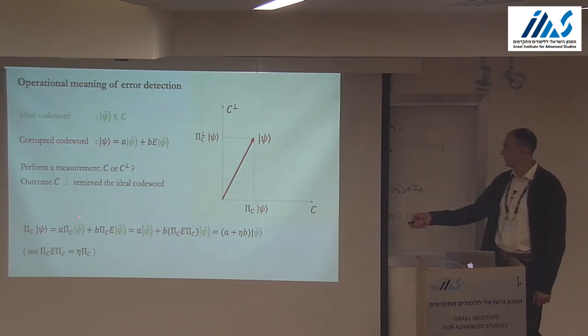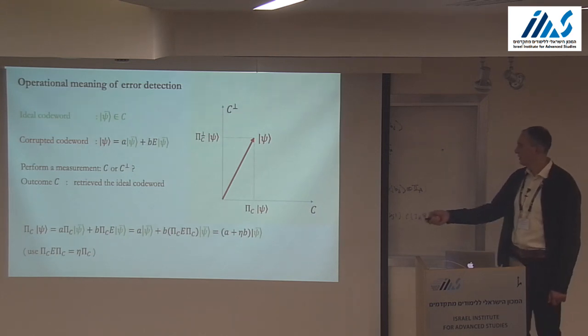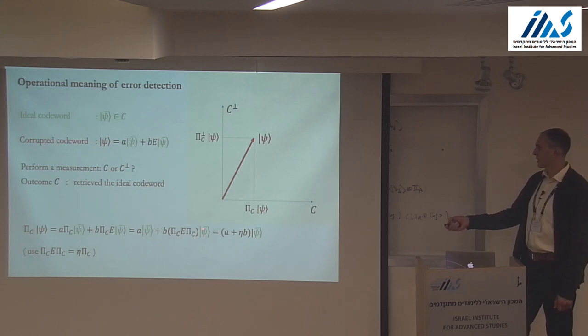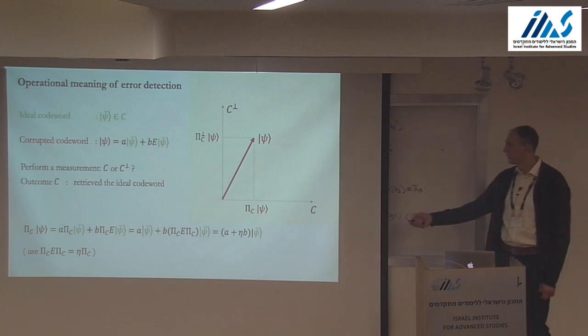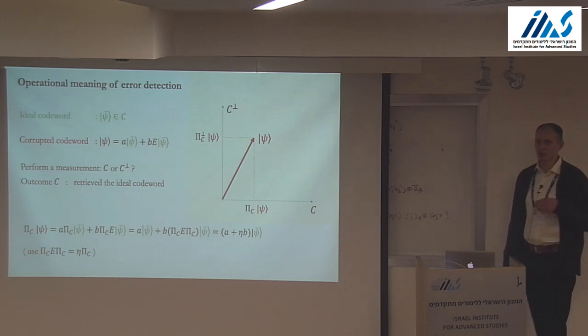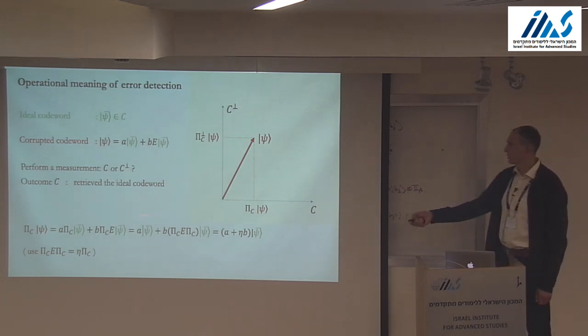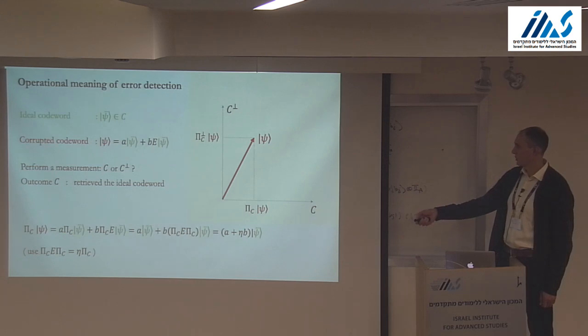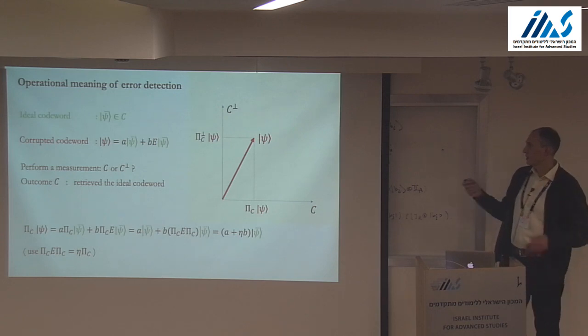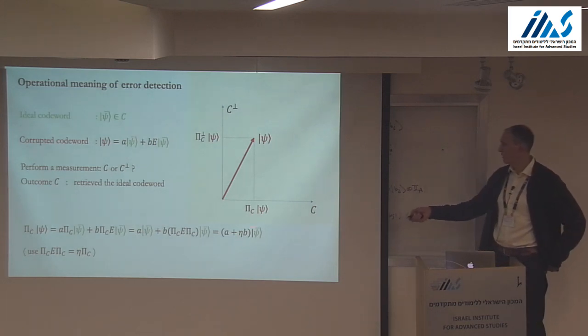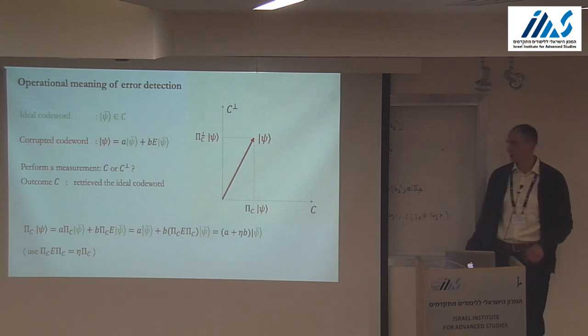With simple algebra, you can rewrite it this way. Here I use the fact that psi bar is a +1 eigenvector of the code space projector. And then we can use the basis independent error detection condition that I just showed you to get rid of this operator. We replace it by the complex number eta. So if the measurement outcome is C, then our final state is the ideal code word up to some normalization coefficient.